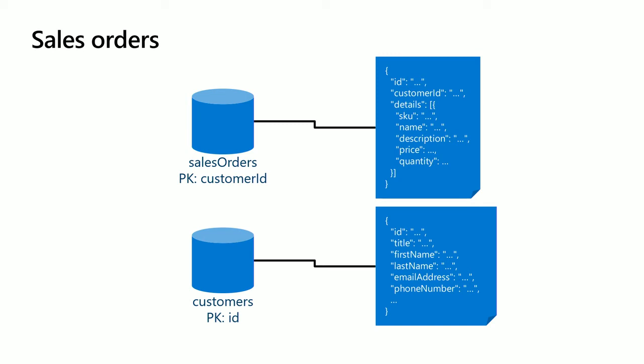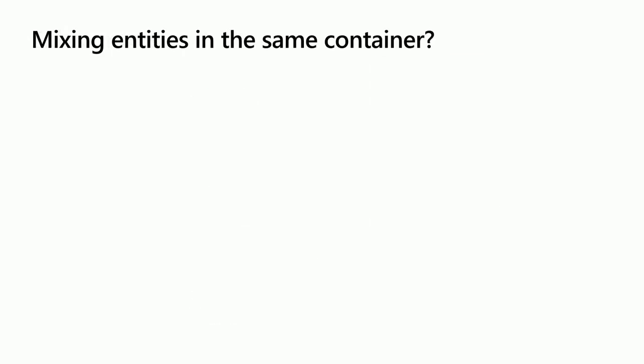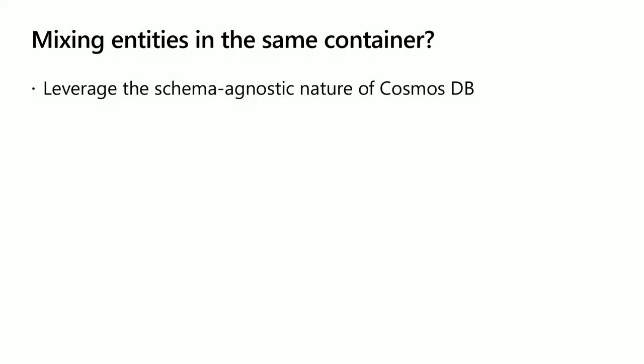So would it make sense to put customers and sales orders into the same container? Is this going to hurt your brain? So mixing entities into the same container, first clarify that this is something that is technically possible because we leverage the schema-agnostic nature of a document database like CosmosDB. You don't have to define any kind of schema, and you can write any shape of JSON that you want. We will just happily ingest it and index everything. So not only is it technically possible, but it is a best practice. It is one good way to optimize your model by putting together different entity types into the same container.